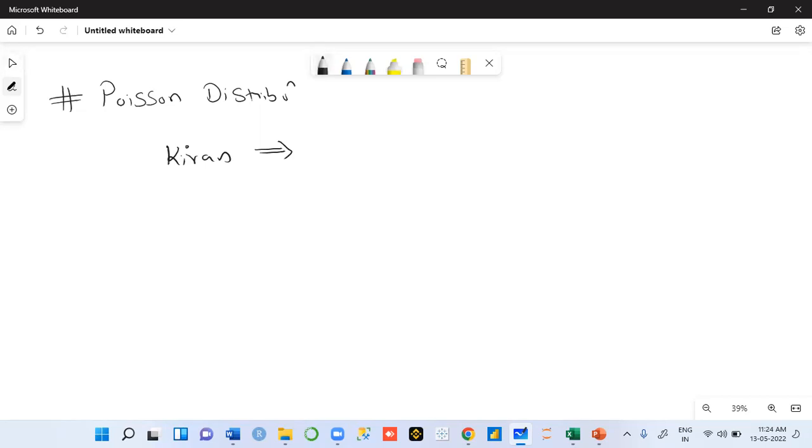She has to go and stand at a road junction where we have a signal from 1 p.m. to 2 p.m. How many minutes is she standing for? 60 minutes. So the job of Kiran is, every minute, okay, she has to count the number of cars that pass the signal.